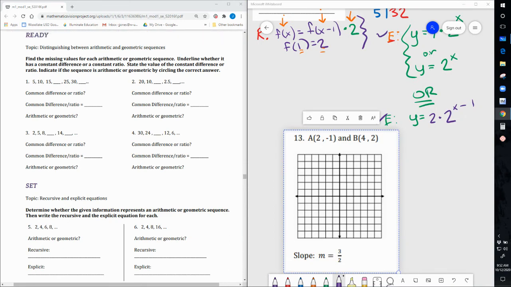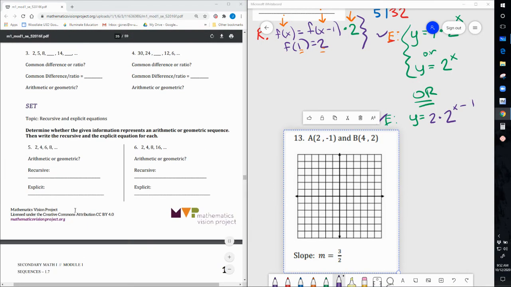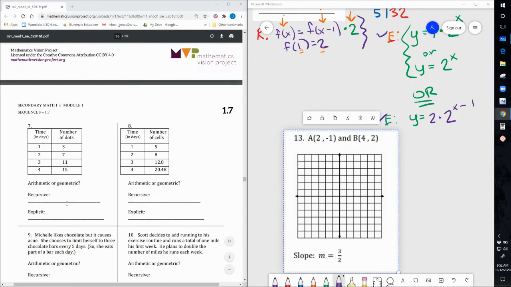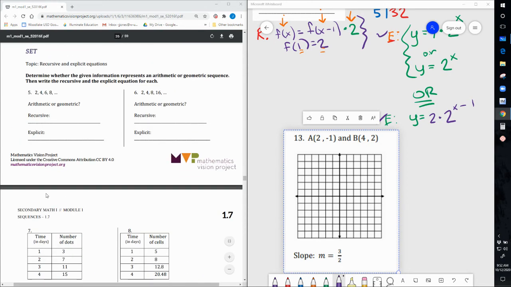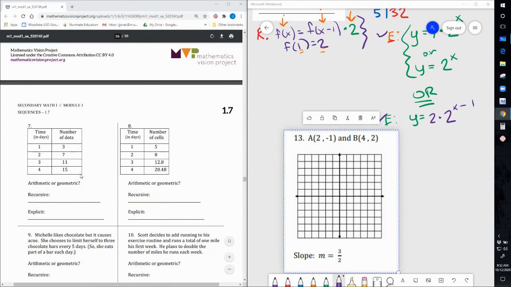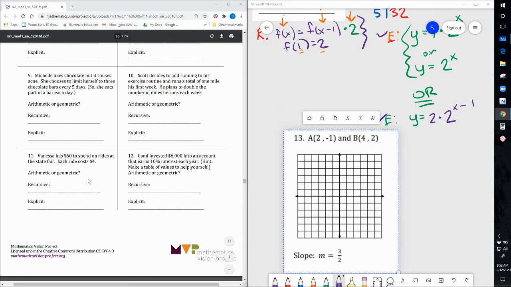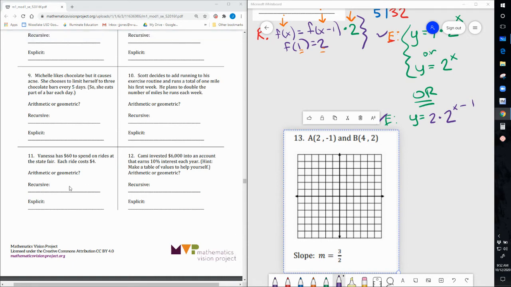All right, the last thing I want to show you is problem number 13. So 5 through 12 are all pretty much the same as the one I just did, number 6. The only difference is sometimes you have a sideways table, sometimes you have an up and down table, sometimes you have a word problem. And number 12, I'm just going to give you a little hint. Number 12, I'm not sure if Mr. Norman taught you about percent increase and decrease, but to save you time on number 12, it's going to be geometric.